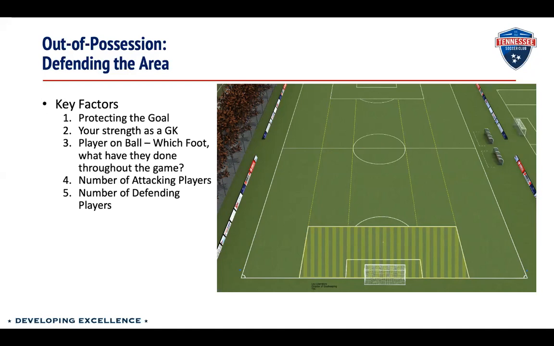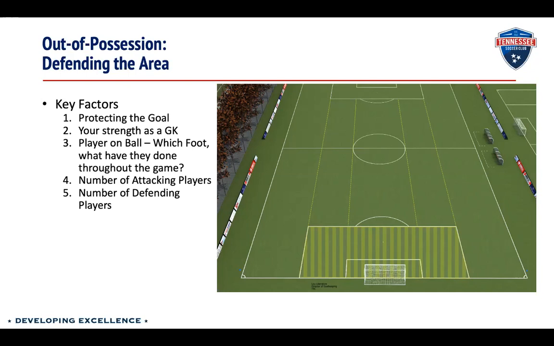Then you also have to consider how many attacking players are coming into the box. Are they playing a 4-2-2, so they're going to have 2 number 9s in the box? Are they having a 4-3-3, so there might be a 9 and a 10 in the box and maybe an 11 or a 7 coming in from the wide space?